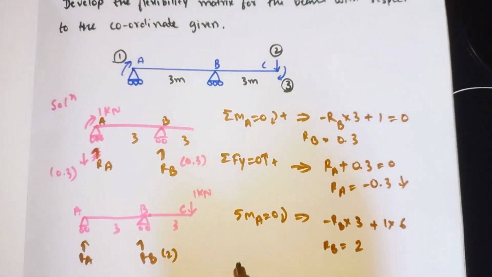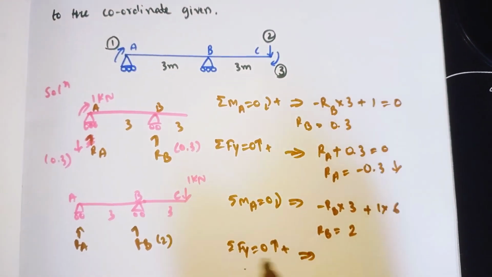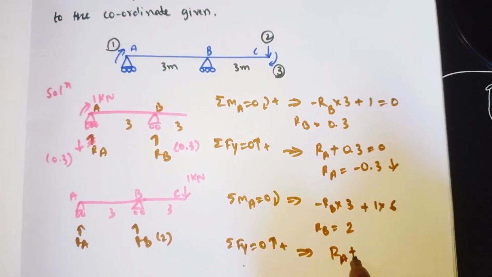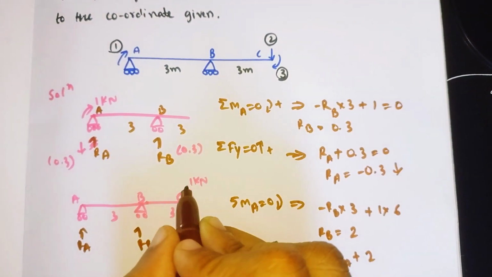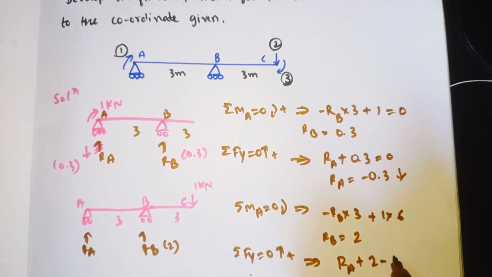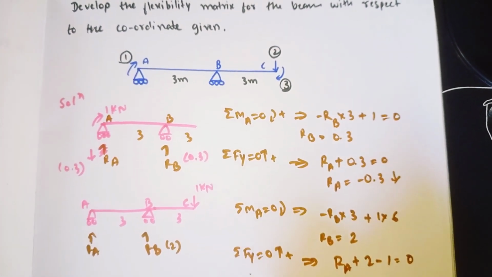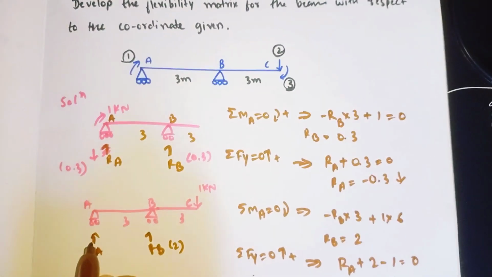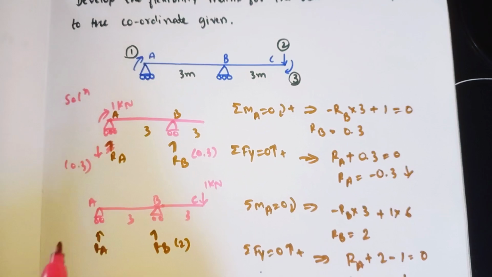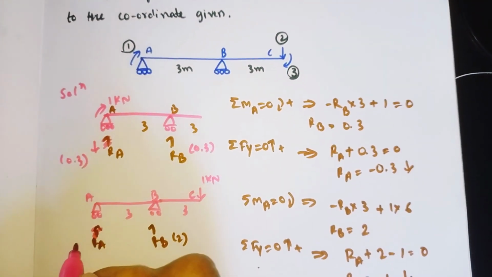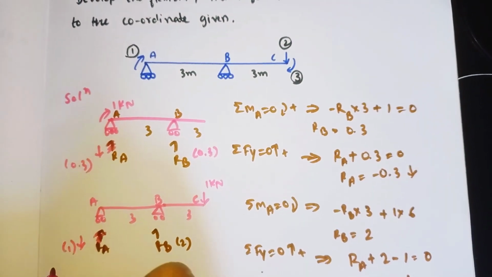Similarly we will do it for RA. Summation of all the vertical forces is equal to 0. Upward we take as positive. Here RA and RB are upward forces. So RA plus RB, the value we got was 2. Here one more vertical force is acting downward, that is the 1 kN unit load. So minus 1 is equal to 0. So now simplify it, our RA will come out as minus 1. Again it is downward. It means the negative sign indicates that the upward direction that you gave is wrong. So make it downward. So I am making it downward. So RA is minus 1.